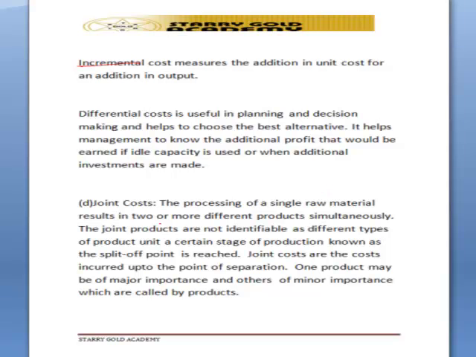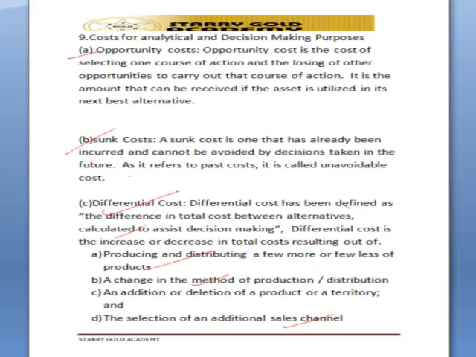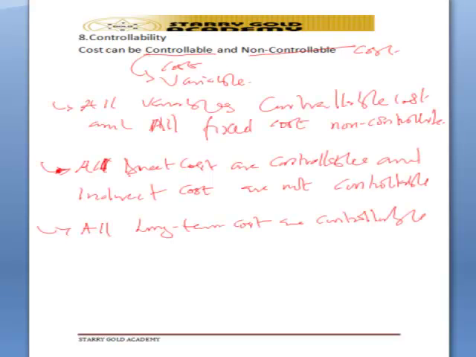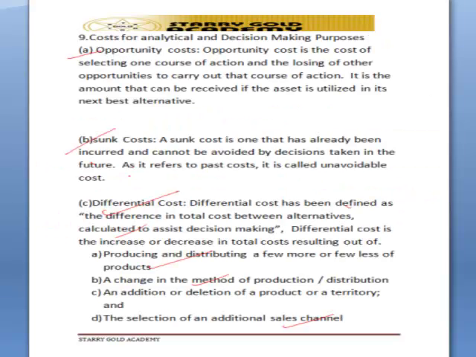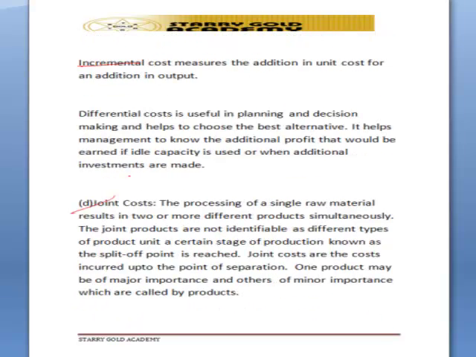We also have what we call joint costs. Remember, we are still under cost classification for analytical and decision making purposes. A process in which a single raw material results in two or more different products simultaneously gives what we call joint products. As a result of that, a joint cost is incurred.